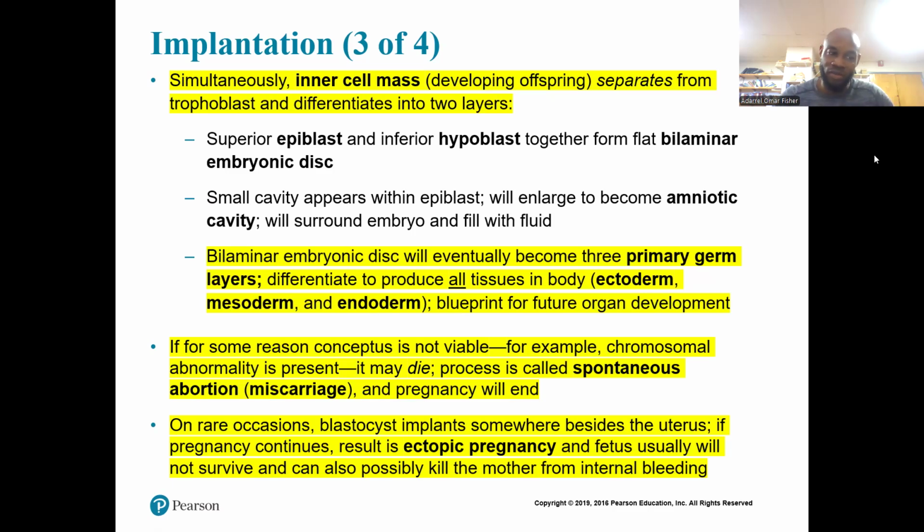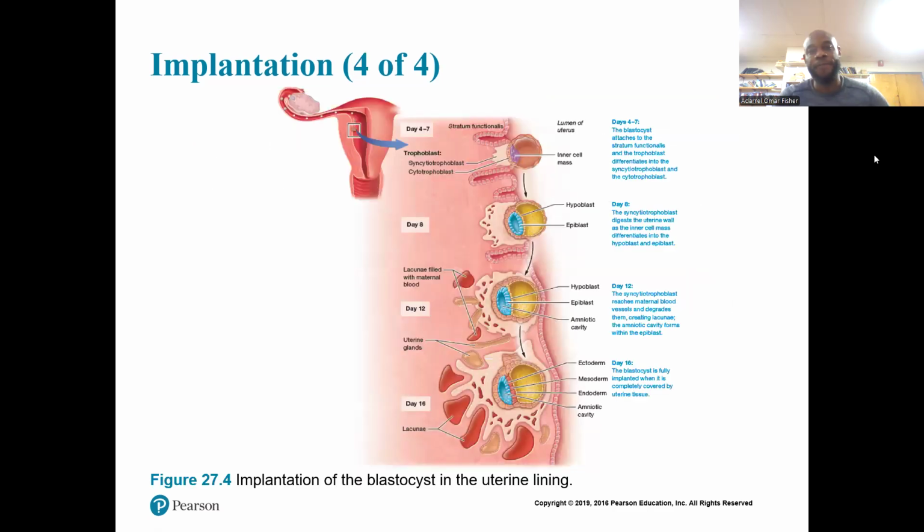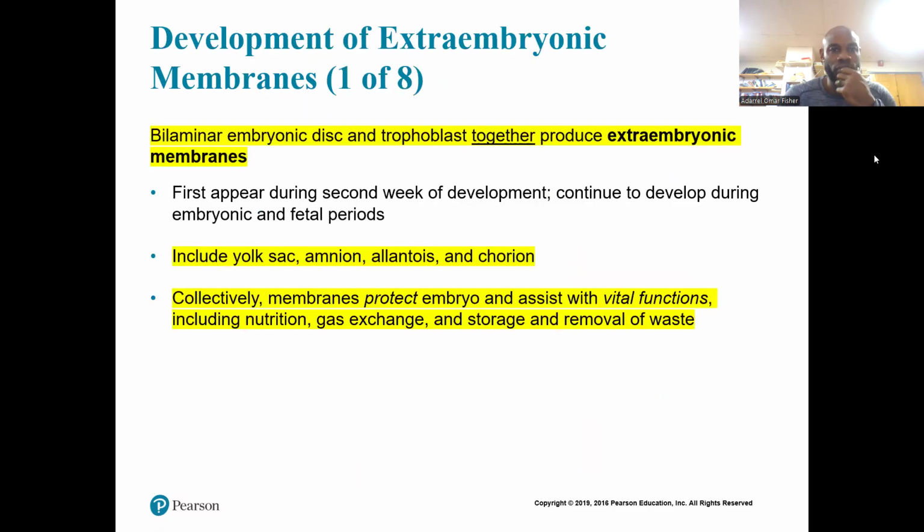So there are many potential issues that could happen over the course of fertilization to childbirth. This is a diagram of implantation. By the development of extra embryonic membranes, right? We have this bilaminar embryonic disc, and the trophoblast together produce the extra embryonic membranes. They appear during the second week of development.